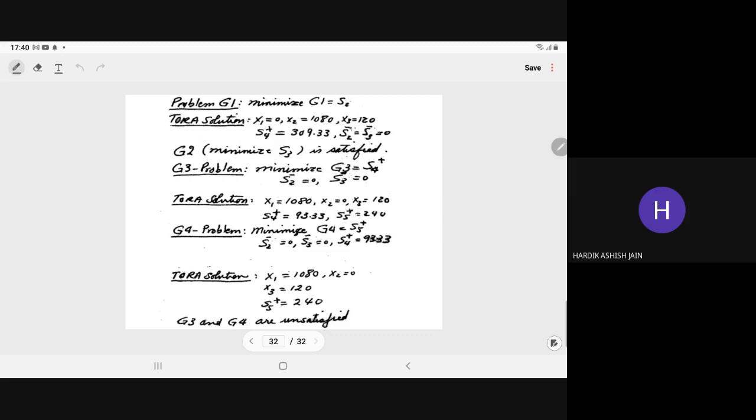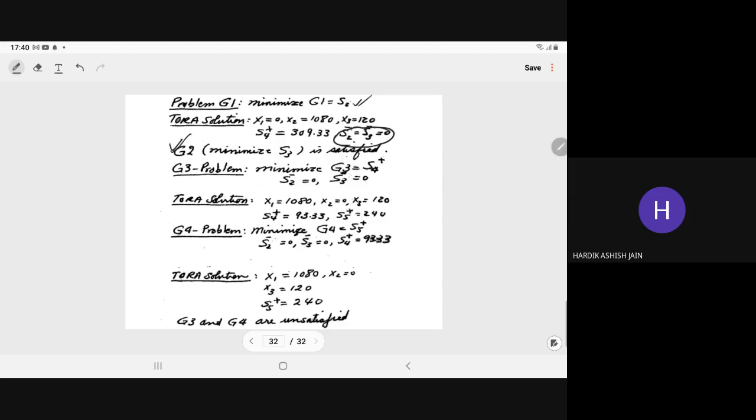So here we have goal 1 as S2 minus. So when we solve, you will get x1 is equal to 0, x2 is equal to 1080, x3 is equal to 120, and S4 plus, S2 minus, and S3 minus is equal to 0. So what it says is that goal 1 and goal 2 are satisfied, right? Goal 1 and goal 2 satisfied.